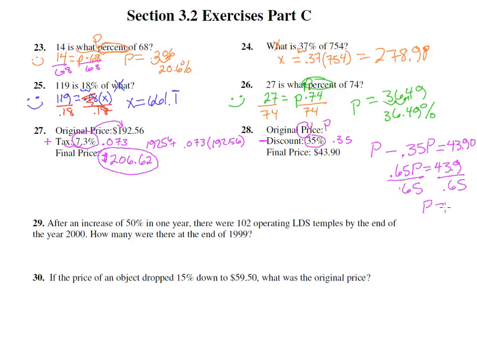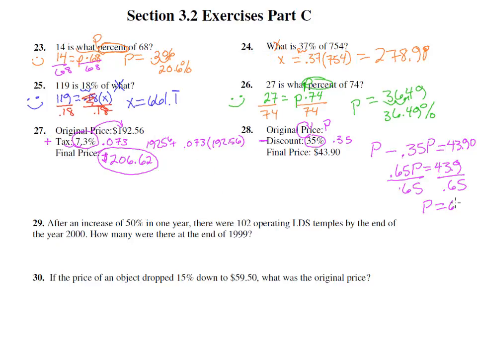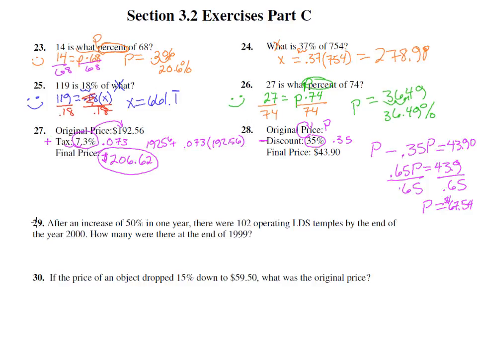So we get p equals 43.9 divided by 0.65 equals 67.54. 67.54 when you round. Let's check that answer. 67.54. Excellent.